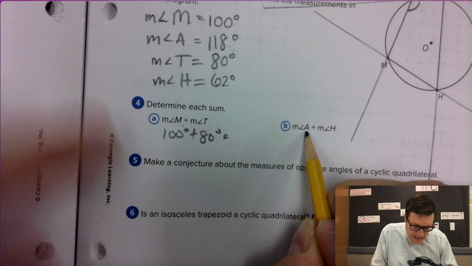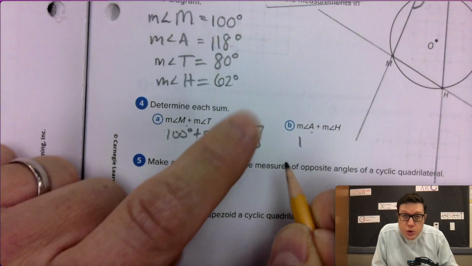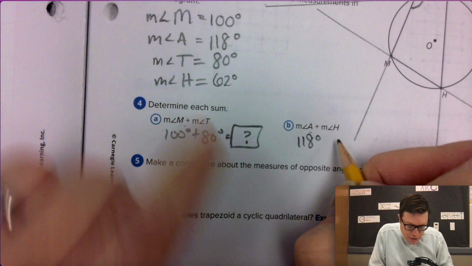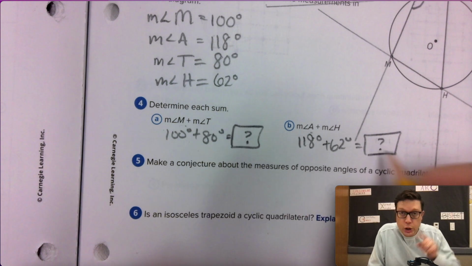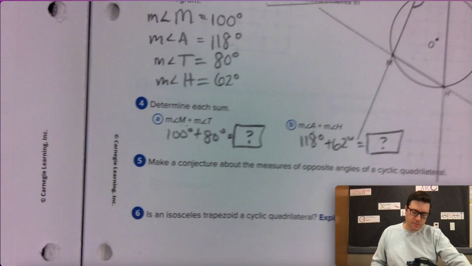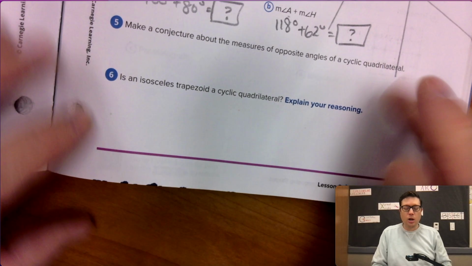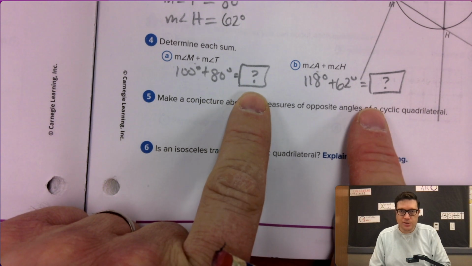I'm going to add A. Measure of angle A is 118. By the way, you do this part. The measure of angle A is 118, and the measure of angle H is 62. Add them together. What do you get? You do that part. Let's make a conjecture about the measures of opposite angles in a cyclic quadrilateral. I mean, literally, what did you notice from those two numbers?